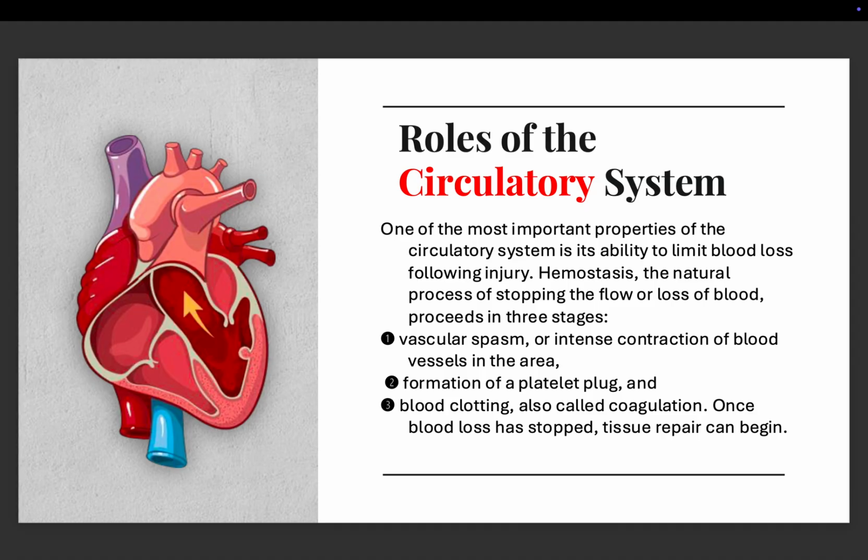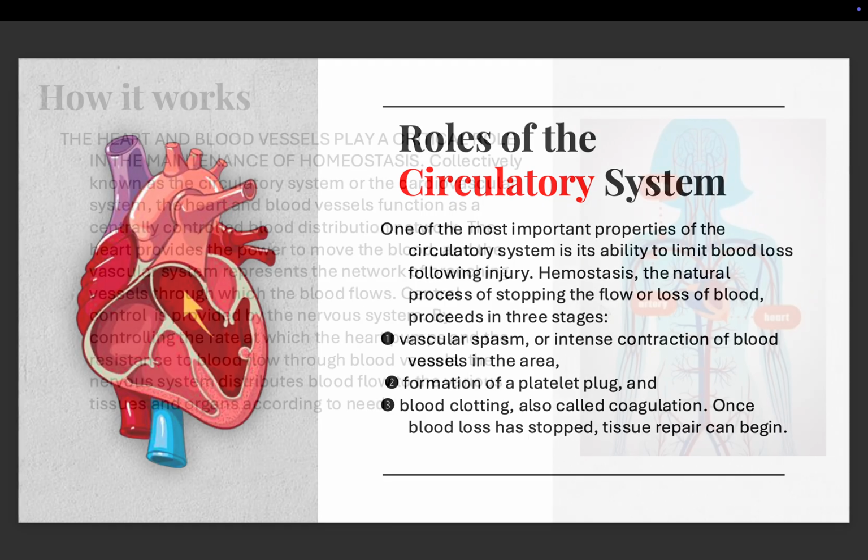The roles of the circulatory system. One of the most important properties of the circulatory system is its ability to limit blood loss following injury. Hemostasis, the natural process of stopping the flow or loss of blood, proceeds in three stages. The first one is vascular spasm, or intense contraction of blood vessels in the area. Two is the formation of platelet plug. And three, blood clotting, also known as coagulation. Once blood loss has stopped, tissue repair can begin.